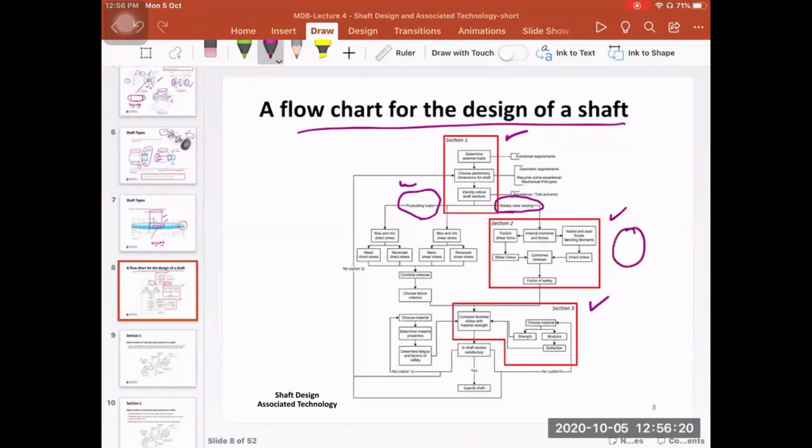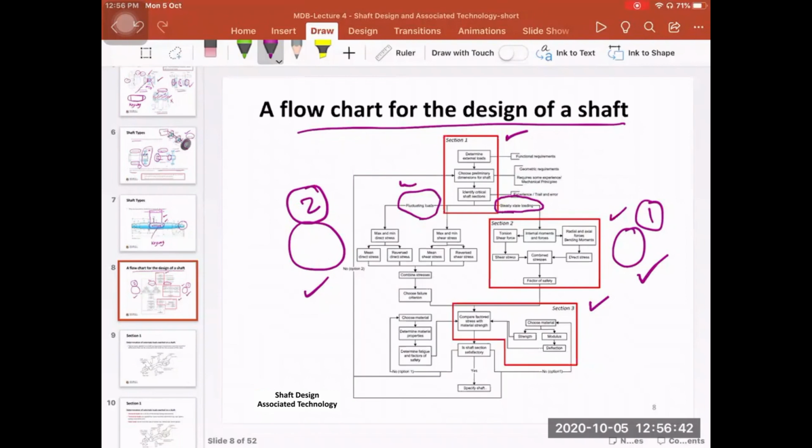So we find an initial diameter from here, and then we verify the diameter using fluctuating loads and make sure that it does not fail due to fatigue. But this is our first point, and this is the second. So we start from here, and then we go to here. So first, we are going to go through the steady state loading.